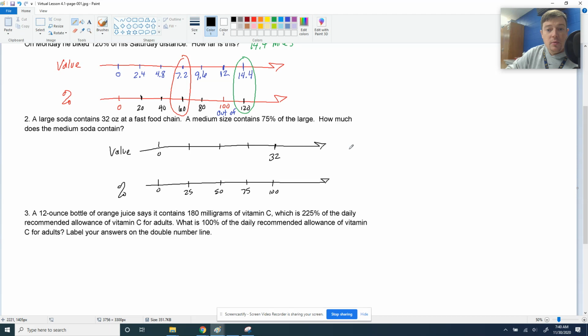So I need to take 32 and divide it by 4. And that gives me a nice, clean 8, because 8 times 4 is 32. So every one of these is skip counting by 8s. 8, 16, which is half. That makes sense. Another 8 would be 24. So if the medium is 75%, then it's a nice 24-ounce cup. 24 ounces is our answer. See how easy that is whenever it splits up into quarters like that? Let's move on to the next one.